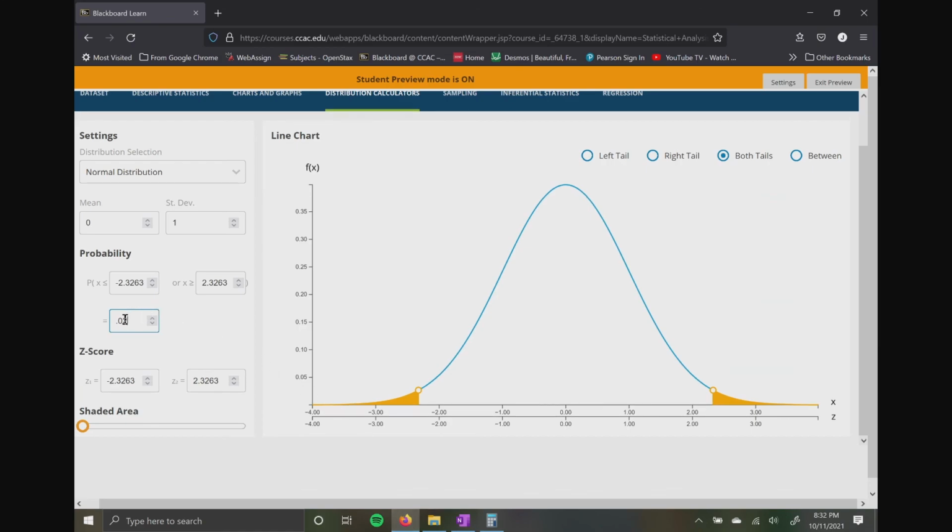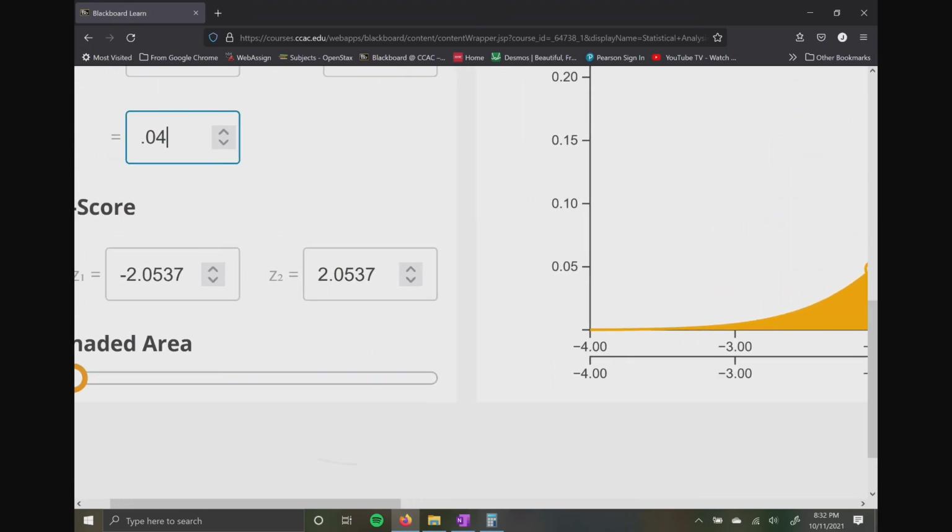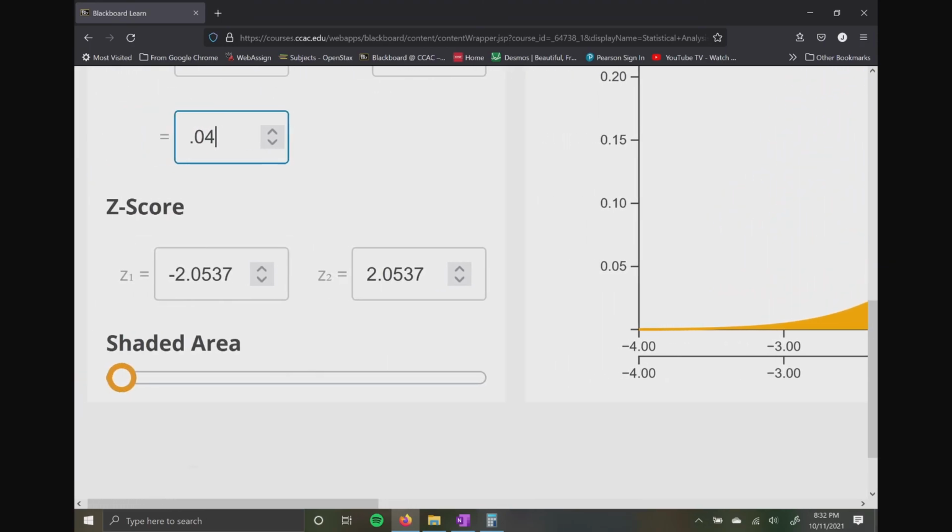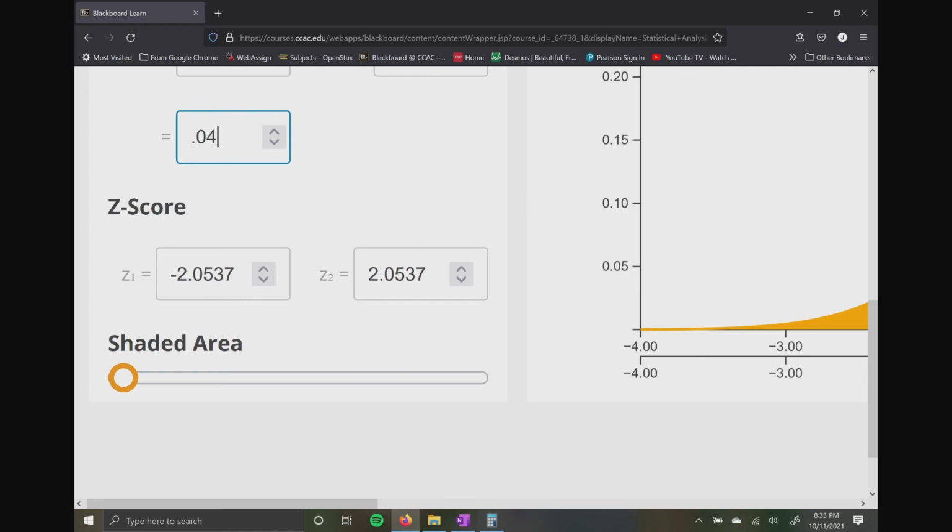The probability is not 0.02. That's only for one tail. The probability, or the percentile for this area, is actually 0.04. And notice now, everything fixes. Negative 2.05 and positive 2.05 in terms of z-scores. I'll zoom in here for us so you can see it. So that was Professor Float's mistake. Please don't be me. Don't make that mistake, okay?